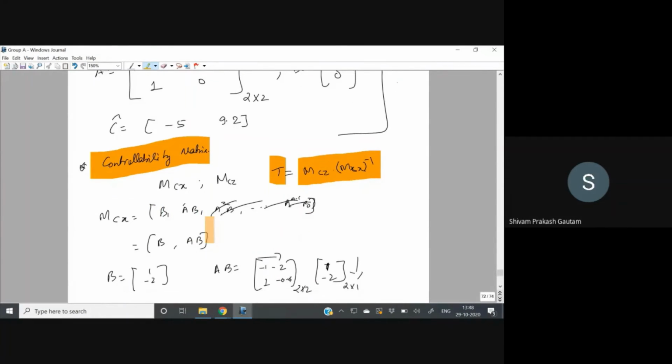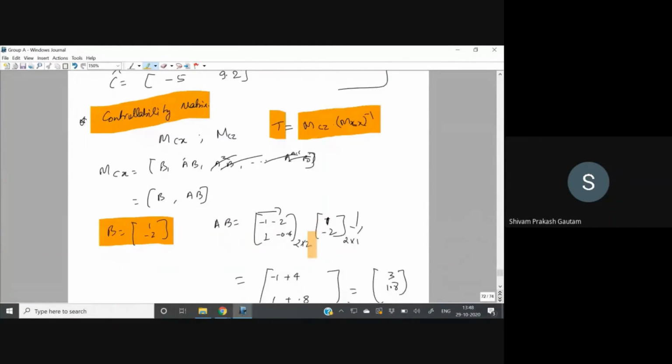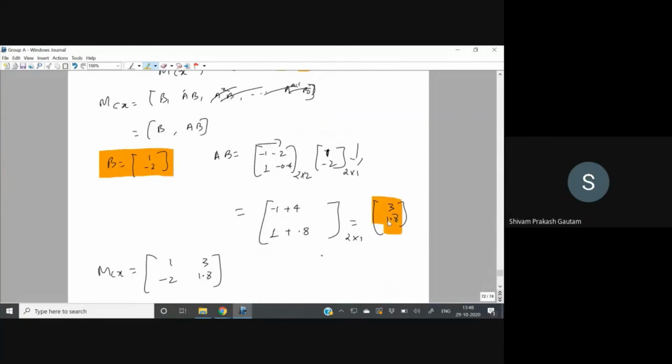The B matrix is directly given in the problem, and for the AB matrix you have to multiply these two matrices, and when you multiply, you will get this kind of matrix. Now you have to combine both B and AB so that it becomes the M_CX matrix. So this is our M_CX matrix.